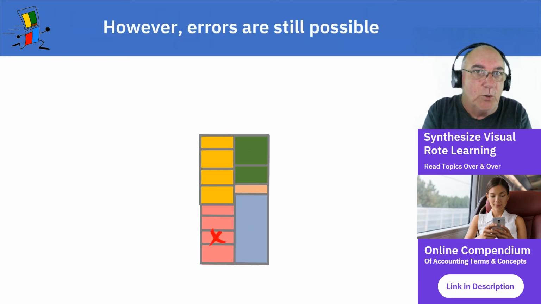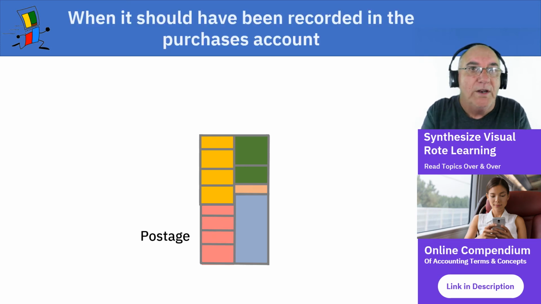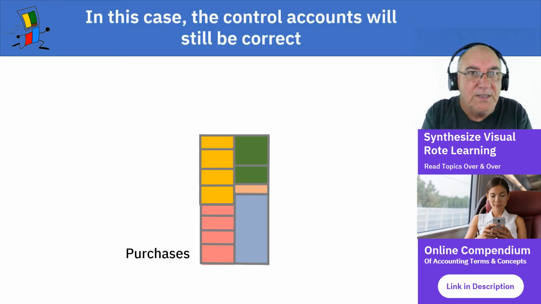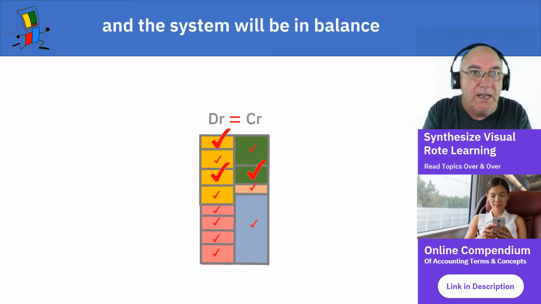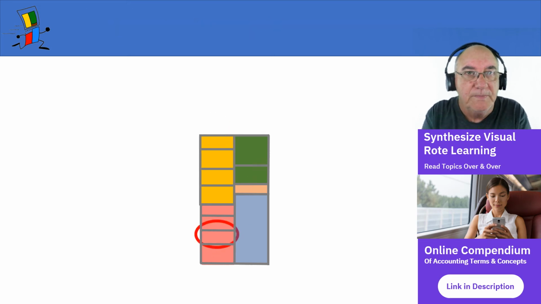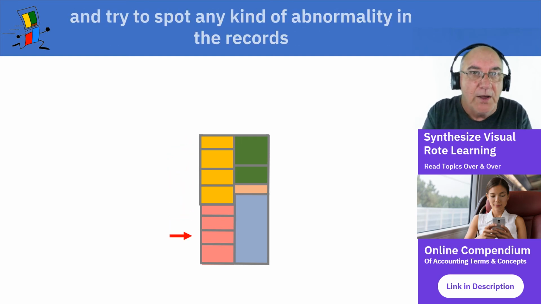However, errors are still possible. For example, you may record a transaction in the postage account when it should have been recorded in the purchases account. In this case, the control accounts will be correct and the system will be in balance, yet there's still an error in your records. The only way to find this type of error is to run your eye over the trial balance and try to spot any kind of abnormality in the records.